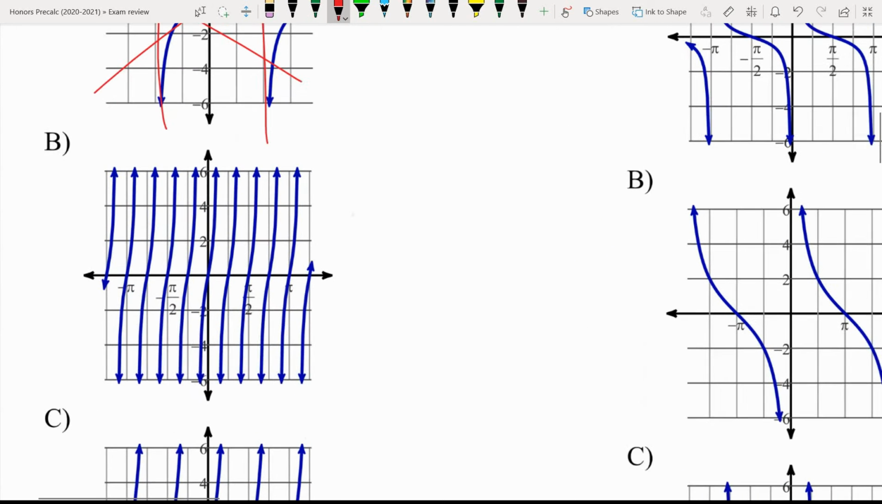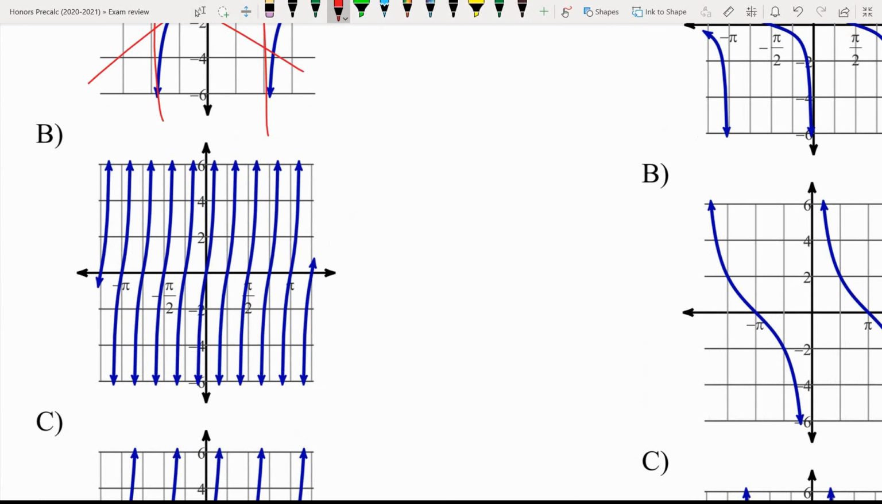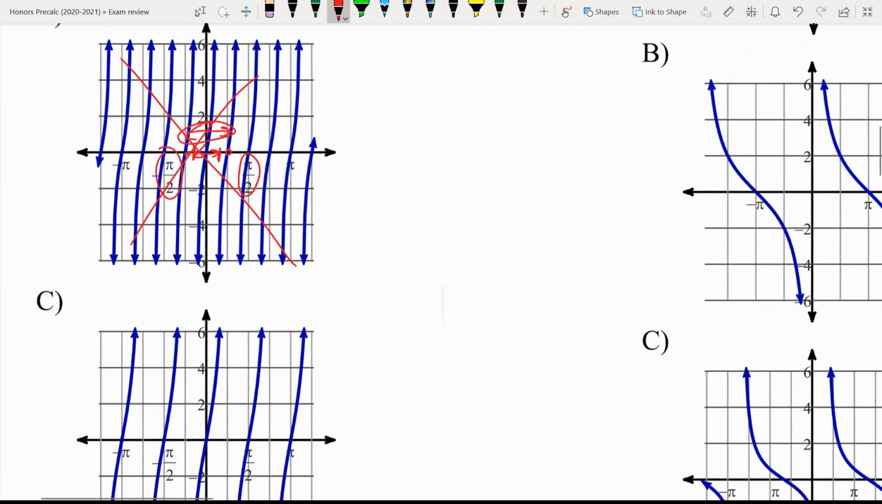This one down here, well, it looks like right around here to here is the period. But this distance from here to here, you can see this is a pi over 2 to pi over 2. So this is a pi over 4 to pi over 4. We're looking for that distance. This is way too skinny, so this doesn't work either.